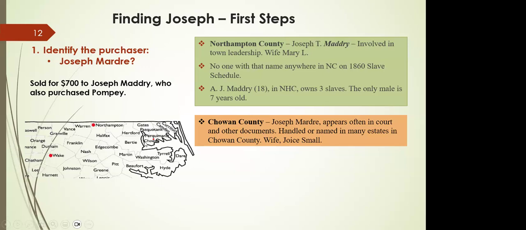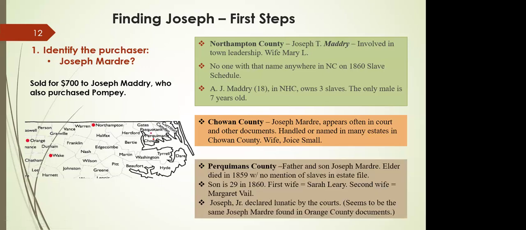Okay. Then I went to follow the lead on some more of the people named Joseph Mardre with the M-A-R spelling. And in Gates County, which is right next to Chowan County, there was a father and a son named Joseph Mardre. The father actually died in 1859, right before Rebecca Blunt died. She died in November. He died a couple months before that.